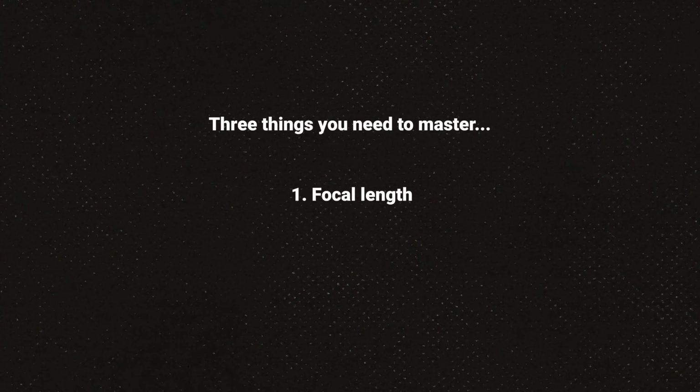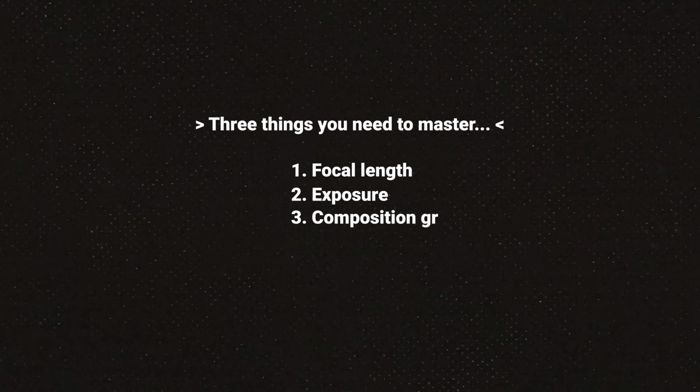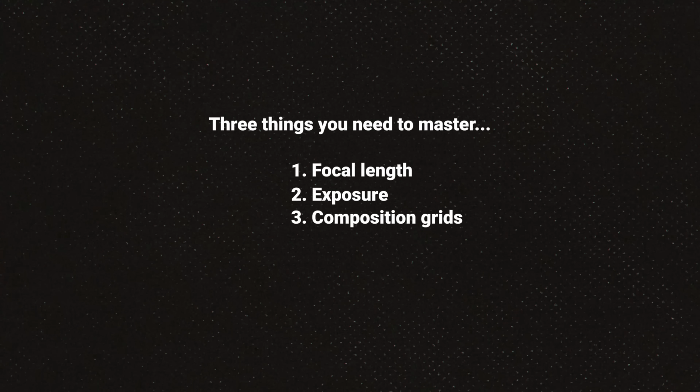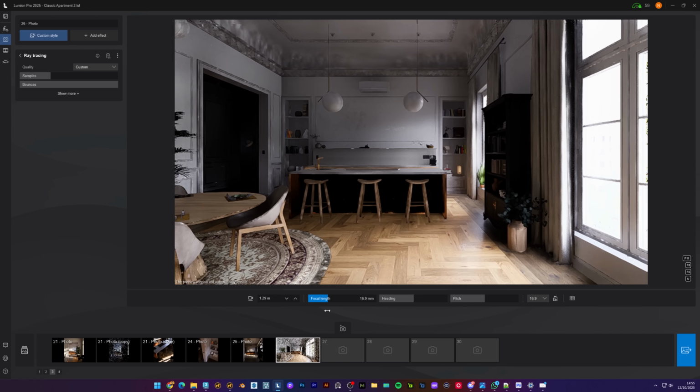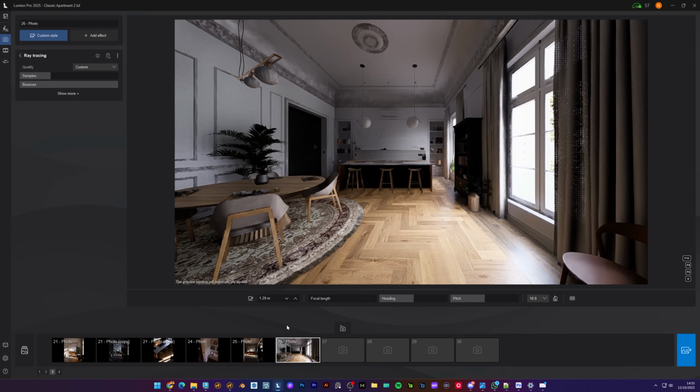When you are taking a new render, you are not just a 3D artist, you are a photographer. In each shot, you have to find the best angle to bring out the best in your design. There are three things you need to master: focal length, exposure, and composition grids. Focal length is your angle of view. A lower value gives you a larger field of view, but with more distortion.